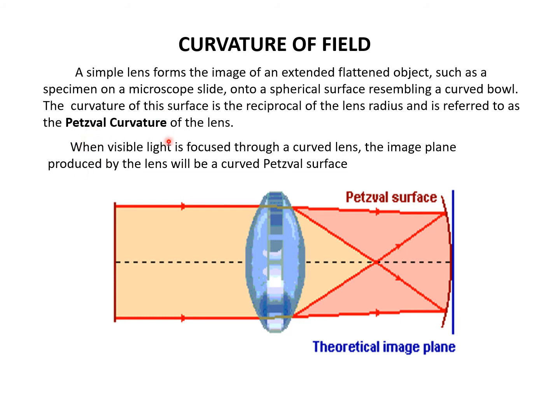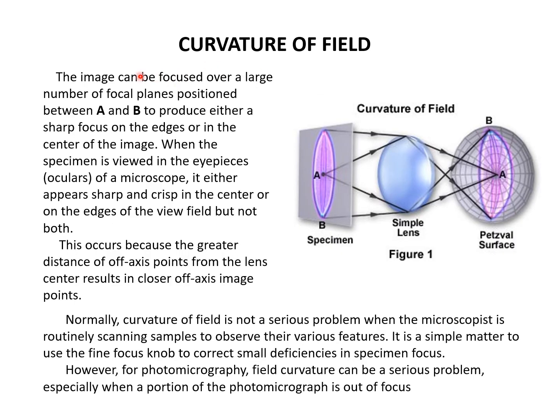Now, here this is the lens. This is the object, flat object, and this is the curvature. This portion is said to be the Petzval surface. Now, the image can be focused over a large number of focal planes positioned between A and B. Here, the optic center is A, and the extreme vertex point is B.